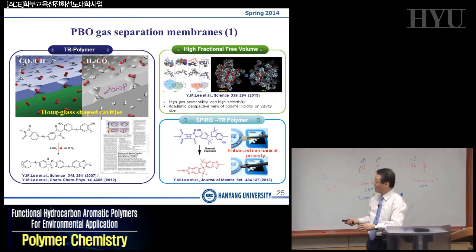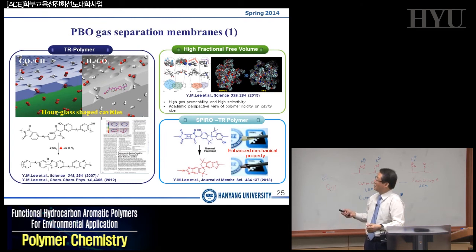What we did was ask: what if we combine the TL concept and the PIM concept, so that we make a spiro PIM and TL polymer? It was successful last year to get this type of spiro unit containing the TL or polybenzoxazole concept. Okay? And this is quite successful now.